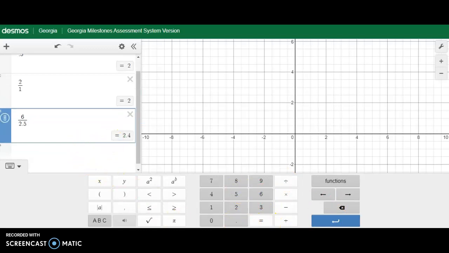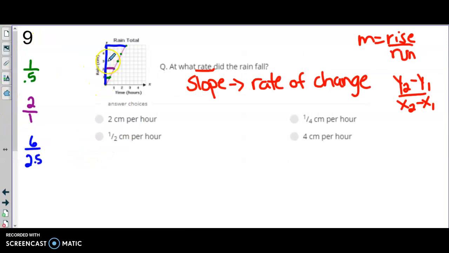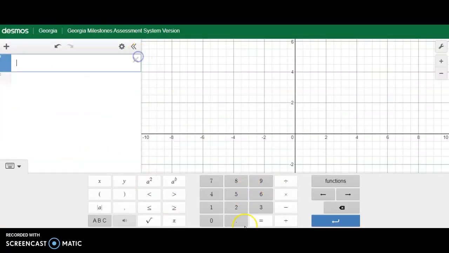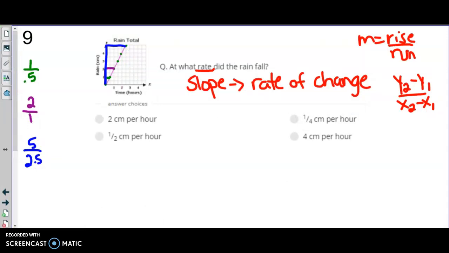Oops, that one's wrong. Wait, let me go back and see. Oh, this is 5 divided by 2.5. Goodness gracious, if I could read my graph correctly. See, it's a good thing I checked all these. So if I did the big triangle and I did 5 divided by 2.5, that also equals 2. So our slope of this line, or our rate of change, is going to be 2.